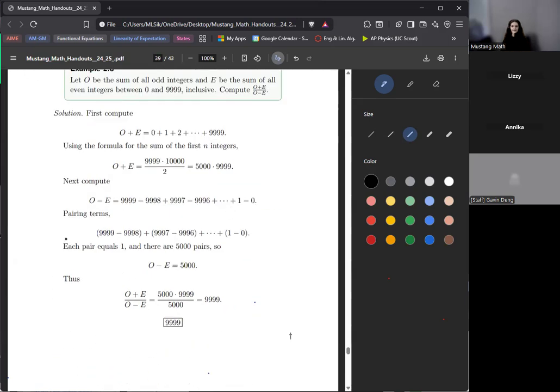It's written out really nicely here. They paired the terms really well and showed how all that works. And it's a bit more obvious when writing it this way that there are 5,000 pairs.